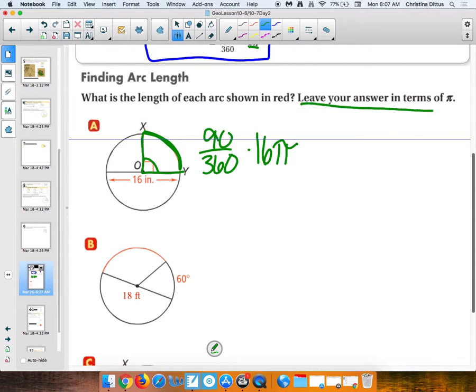We're going to leave answers in terms of pi, so that means leave your pi there. If I reduce 90 divided by 360, what fraction do I have? 1/4. So 1/4 times 16 pi. And I simplify that. What is 16 divided by 4? 4. So my arc length is going to be 4 pi inches.